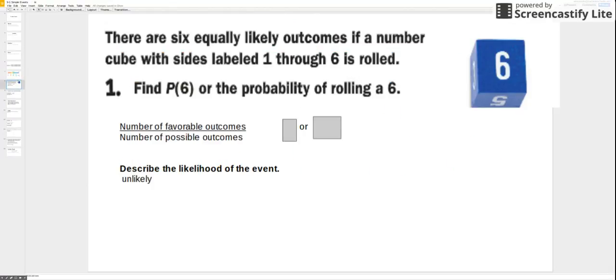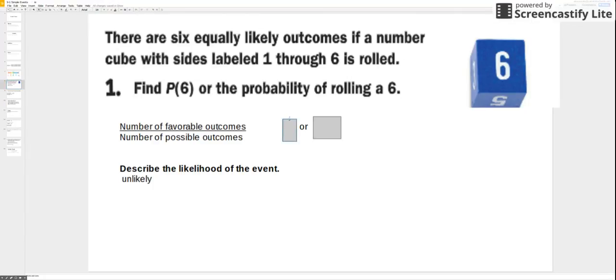Let's look at our first example. There are 6 equally likely outcomes if a number cube with sides labeled 1 through 6 is rolled. Find the probability of 6, or in other words, the probability of rolling a 6. P of 6 means the probability that you get a 6. So the number of favorable outcomes: how many sides on a cube have the number 6 on it? Well, only 1, right? So your number of favorable outcomes is 1.